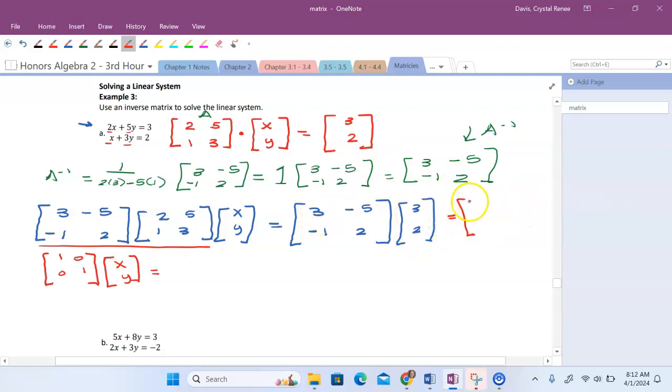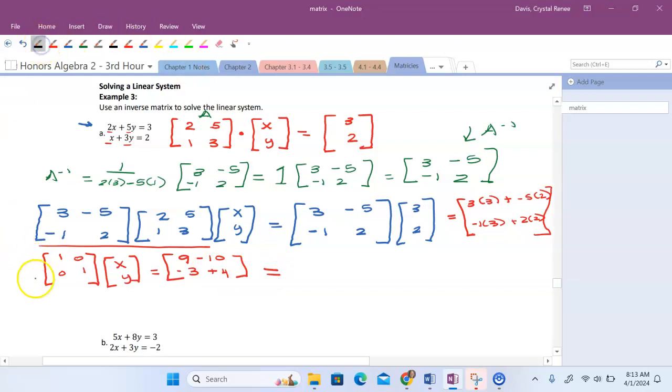So 3 times 3 plus -5 times 2. And then this is a -1 times 3 plus 2 times 2. So if I simplify that, 3 times 3 is 9. So I have 9 minus 10. And then I have a -3 plus.